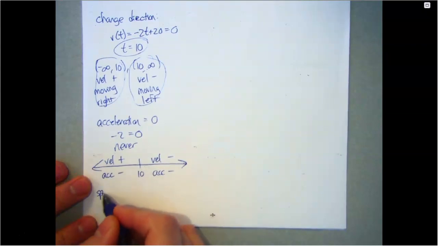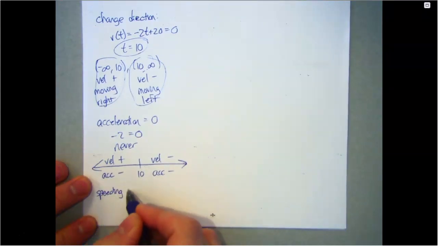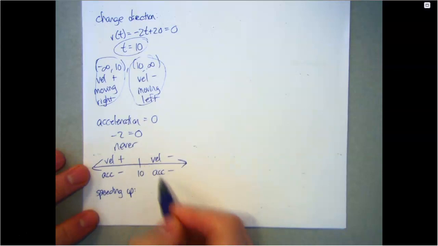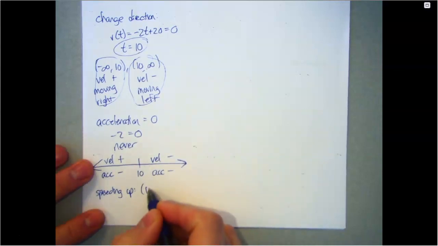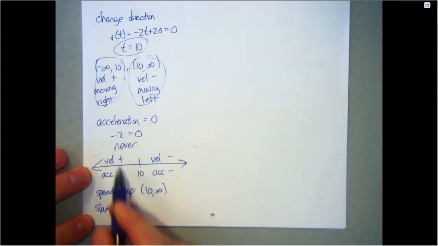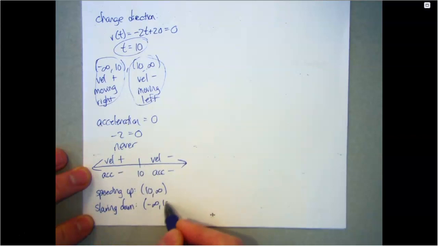So we are speeding up if they are the same. Velocity and acceleration are the same sign. So are we speeding up from 10 to infinity? And we are slowing down if they are opposites. So negative infinity to 10.